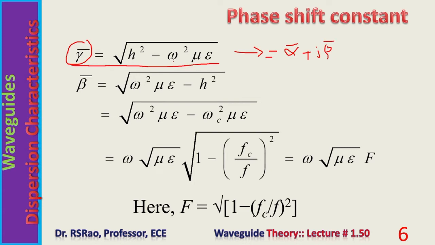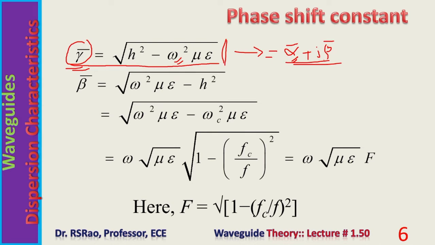Now, depending upon the frequency, it may be real or it may be imaginary. Here, there is no scope for complex values of gamma. Depending upon omega, when omega is small, gamma is real, alpha. When omega is very large, gamma is j beta. In general, of course, gamma is alpha plus j beta. But for the situation under consideration, gamma is either alpha or j beta.